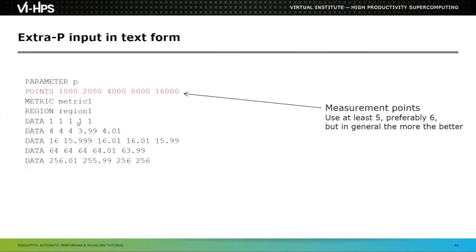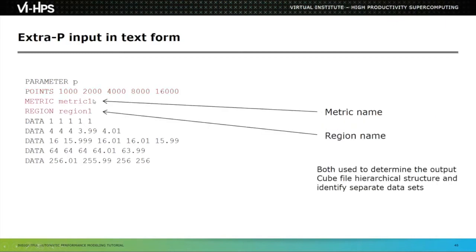Then of course we need to tell the text reader what our application configurations are. We do this by using this point tag here. It basically tells the reader that the different measurement points that we chose are coming up. So this would be for the configurations 1000, 2000, 4000. Basically those are the values of P, the different configurations of P that we measured.